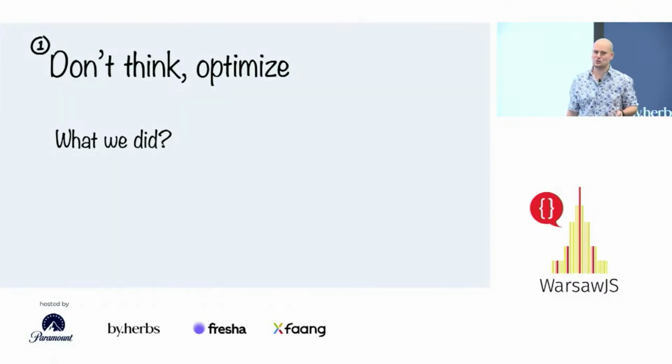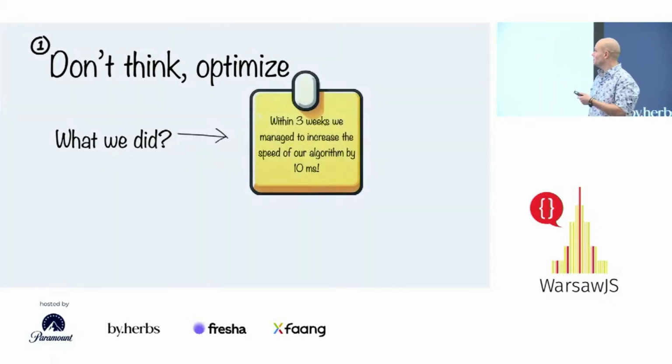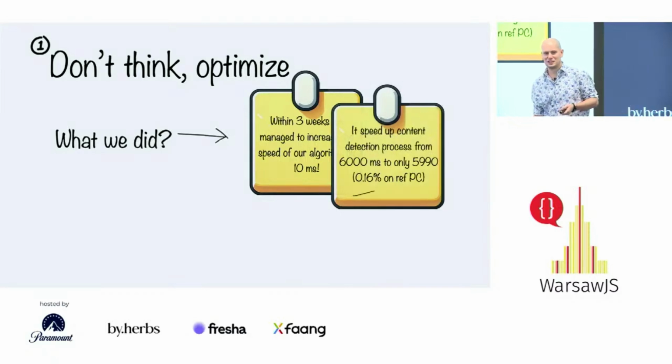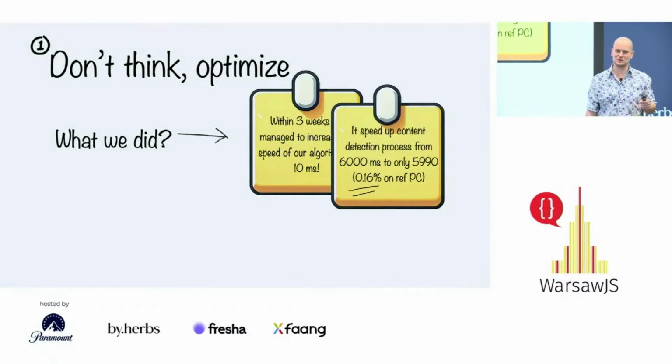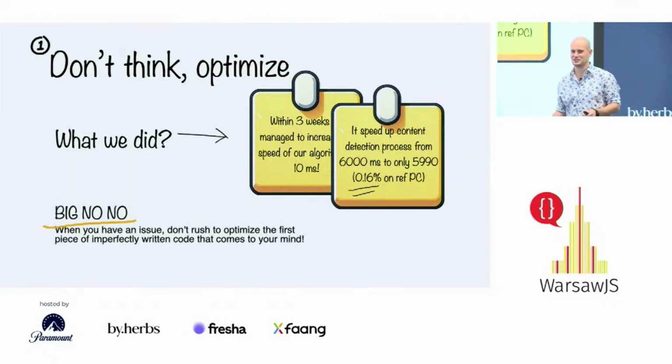Okay, so what you should not do: before you start to optimize, you should think. In our case, we thought, okay, our application is running too slow, let's start optimizing it. And we spent like 3 weeks fixing one of the functions that we knew was not optimal. And we gained 10 milliseconds. Is it good? Is it bad? Our detection time was 6 seconds on the reference PC, so the difference was maybe not that big, I would say. 0.16% on the reference PC. So you should not do it.